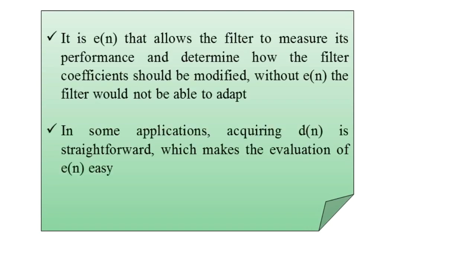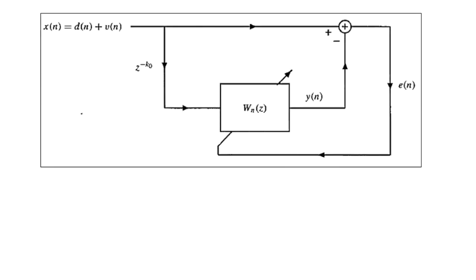So let us make the consideration that d of n and v of n are real valued uncorrelated zero mean processes, and additionally suppose that d of n is a narrow band process and that v of n is a broadband process with an autocorrelation sequence that can be approximately 0 for the lags k greater than or equal to k suffix 0.